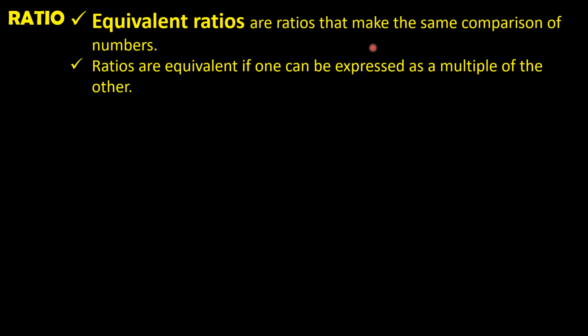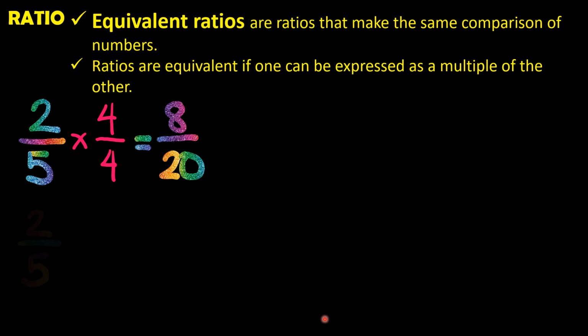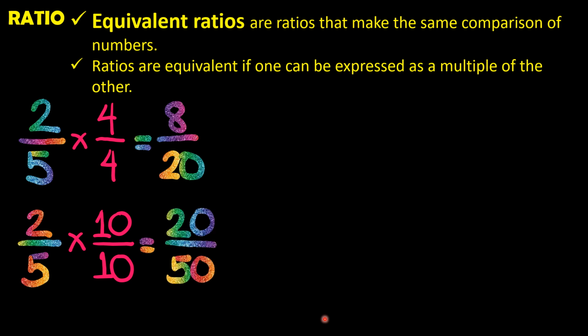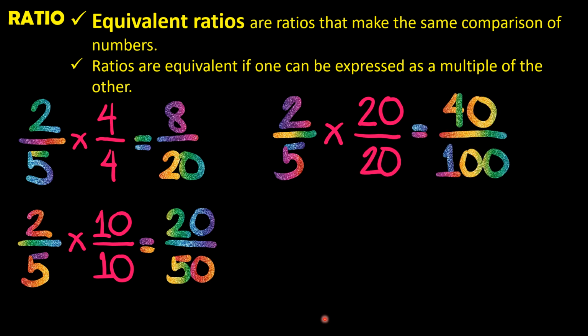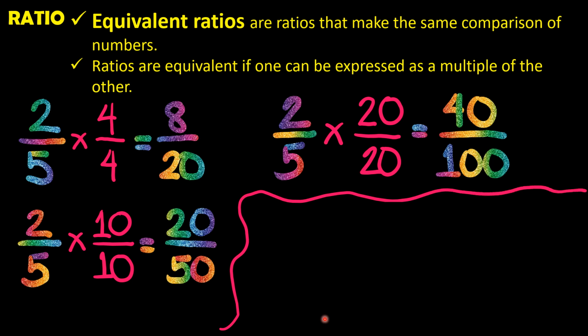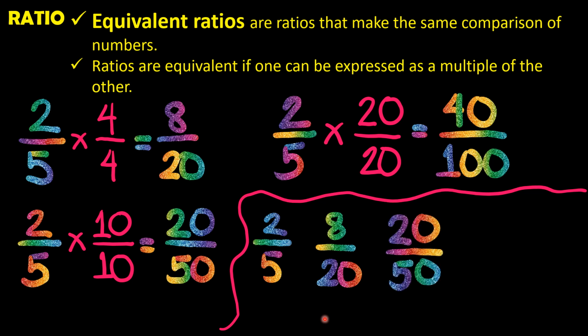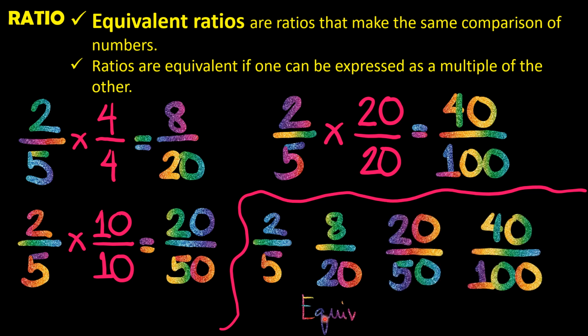Equivalent ratios are ratios that make the same comparison of numbers. Ratios are equivalent if one can be expressed as a multiple of the other. So for example, we have 2 over 5 and we multiply it by 4, we're going to have 8 over 20. Still using 2 over 5 or 2 is to 5 and multiplying it by 10, we will have 20 over 50. 2 over 5 multiplied by 20, we are going to have 40 over 100. So all of these ratios that we have, 2 over 5 or 2 is to 5, 8 over 20, 20 is to 50, and 40 is to 100 are called equivalent ratios.